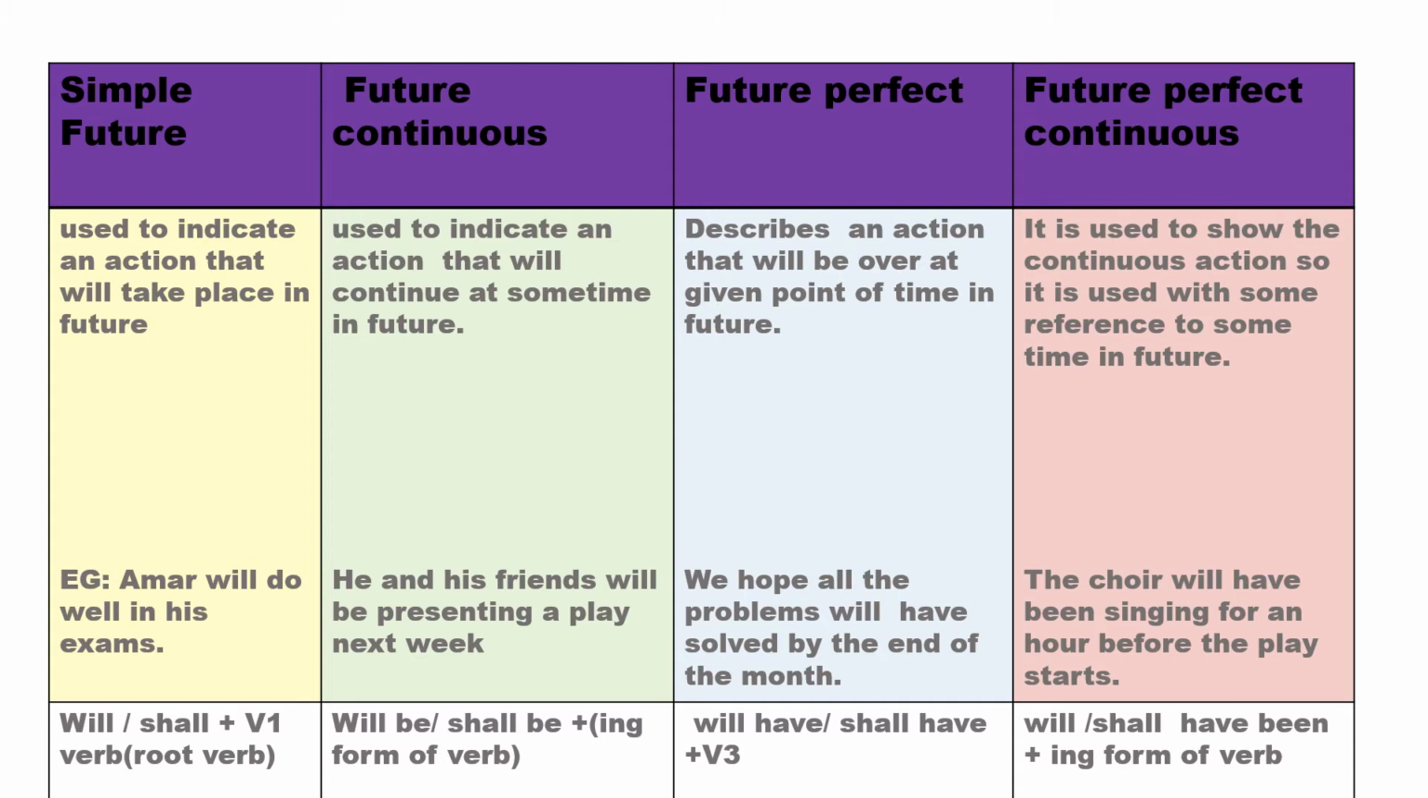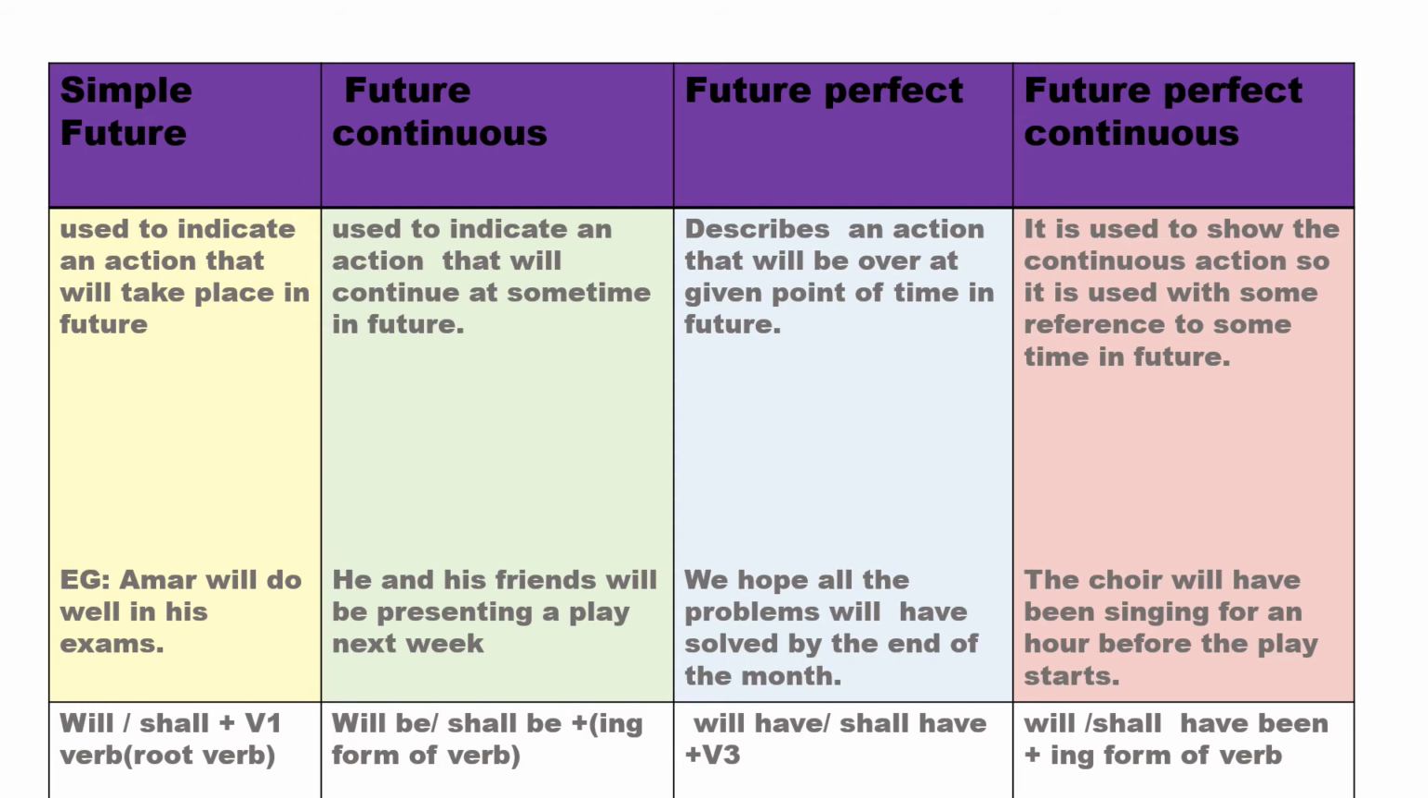Future perfect tense. Future perfect tense expresses an action that will be over at a given point of time in future. For example, we hope all the problems will have been solved by the end of the month, or I will have finished this novel by evening. The form of future perfect tense is will have or shall have plus the V3 form, or past participle form, of the verb.